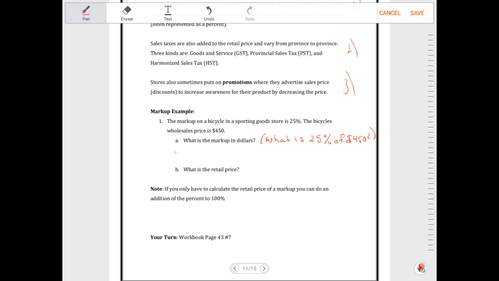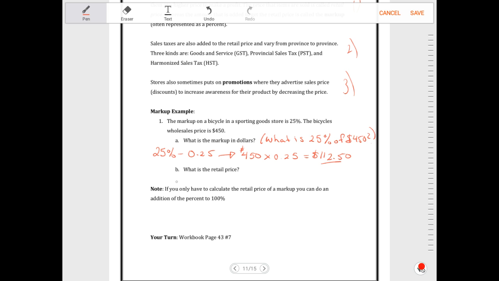So just like we've done before, you would take 25%, change that to a decimal, and now you do your multiplication based on the total. So 450 times 0.25, and that's going to give us a value of $112.50. That's the markup. So the store bought it for $450. They said, we are going to mark it up 25% of the value. You've got to figure out what 25% of the value is. It's $112.50.